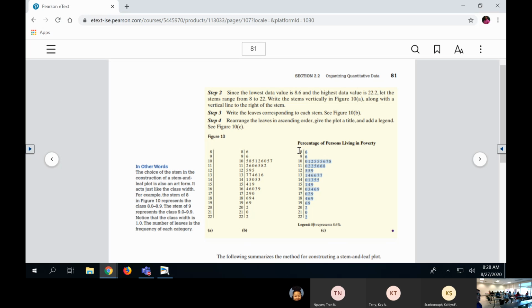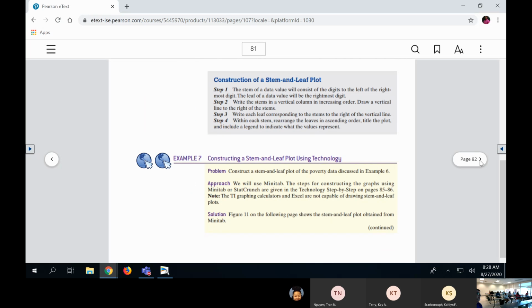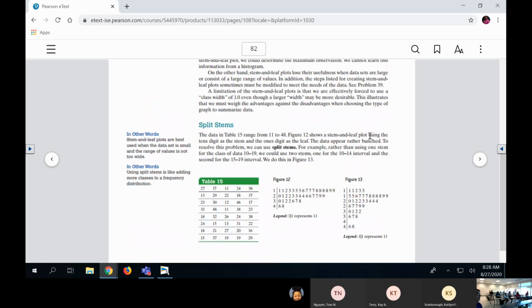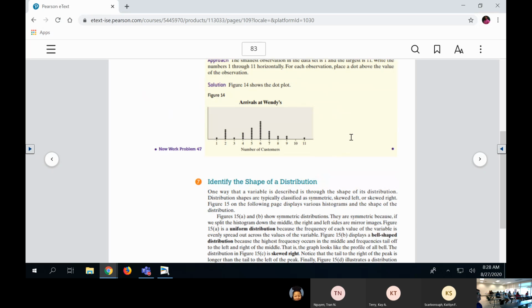I don't ask you on a test to create one. I do ask that you can identify one versus a dot plot. What's the difference in a dot plot and a stem and leaf plot? Well, instead of numbers, you have a what? A dot. And that's the next thing they're going to ask you. There's a dot plot. So make sure you know the difference between a dot plot and a stem and leaf plot.